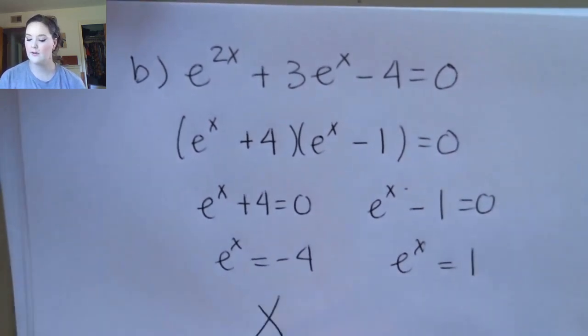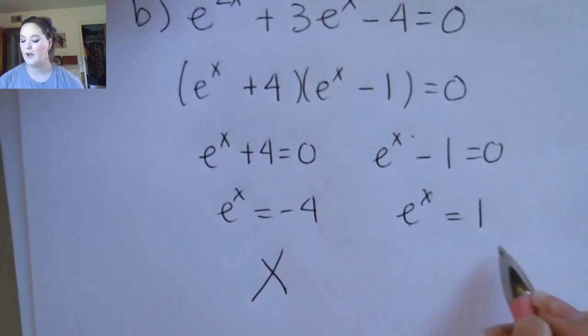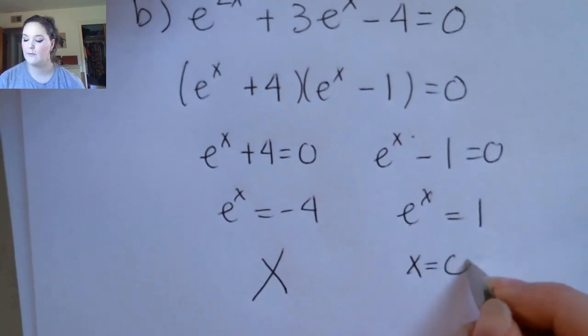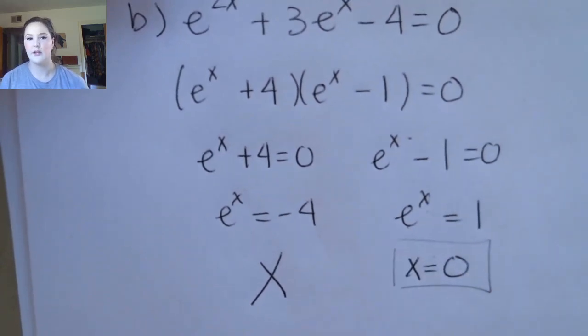Again, here this doesn't lead to any solutions because e to the x is never going to be negative. Here e to the x is 1 when x is 0. We actually talked about in the previous example why that's true. So this is really our only solution here.